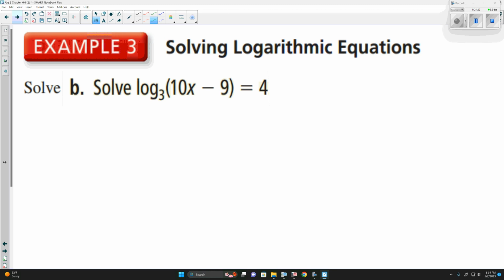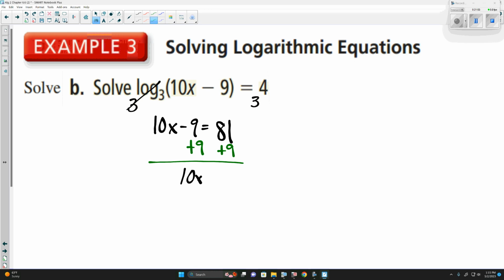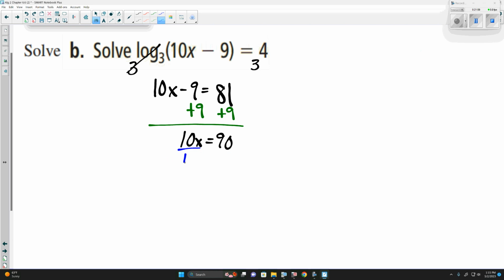We can look at one more of these here. I'll let y'all walk me through this one. So what would we do first? Put both sides to the base 3. That would cancel, so it'd be 10x minus 9 equals 3 to the 4th. 81, add 9. Yes. Divide by 10.